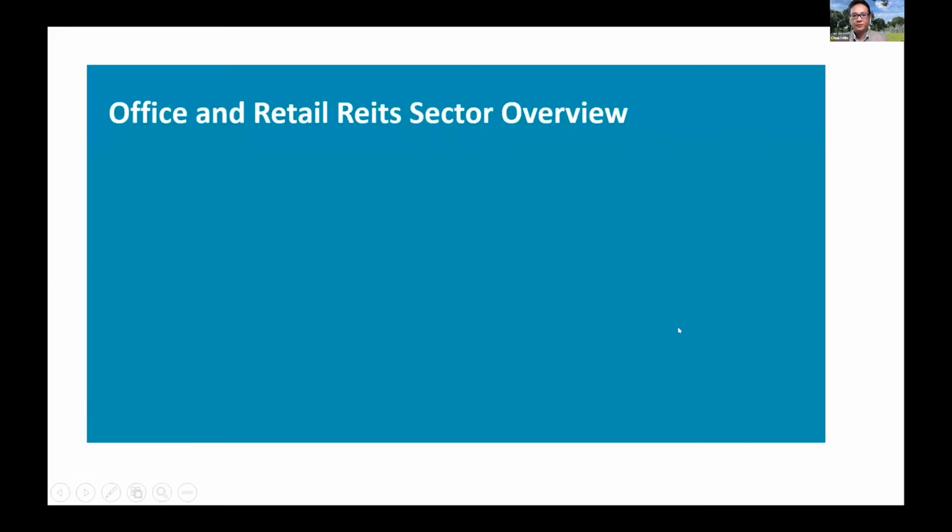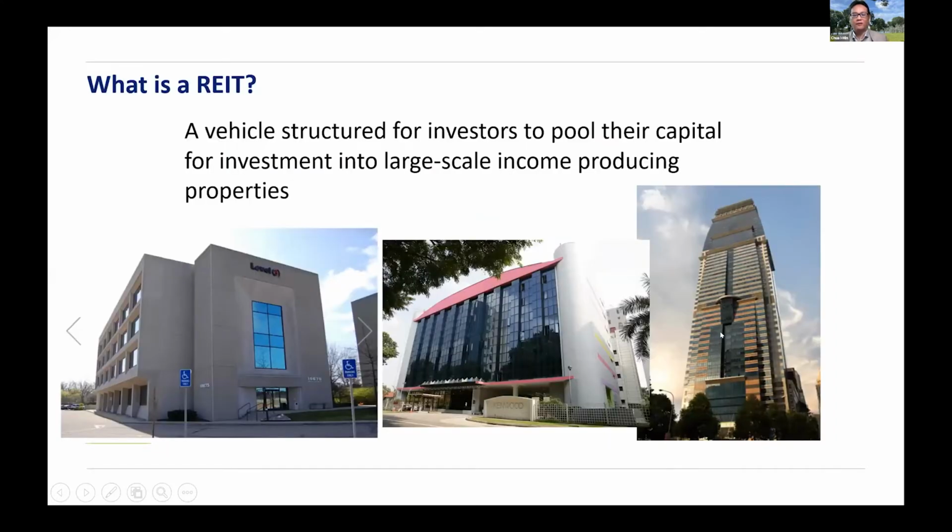Okay, let's look at the office and retail REIT sector overview. This is more for those who are joining us for the first time. What's a REIT? Very quickly, it is a vehicle structured for investors to put their capital into large-scale income-producing properties. So long story short, when you buy REITs, you are buying property, you are a landlord. Of course, you are not the sole landlord. You are joining a lot of people to be landlords of the properties, and how you make money is by collecting rental. So this is what the REIT does for you.